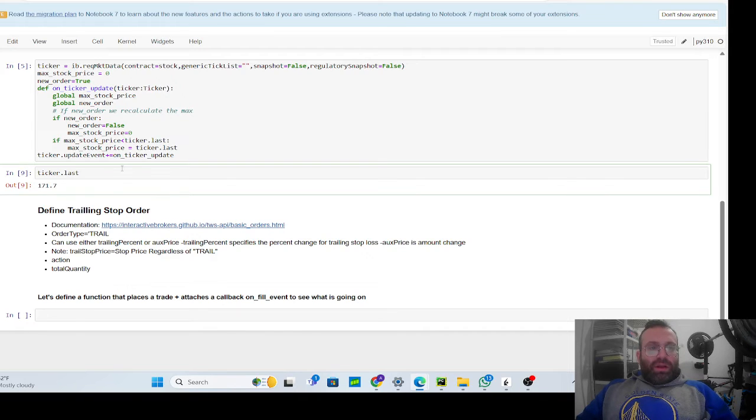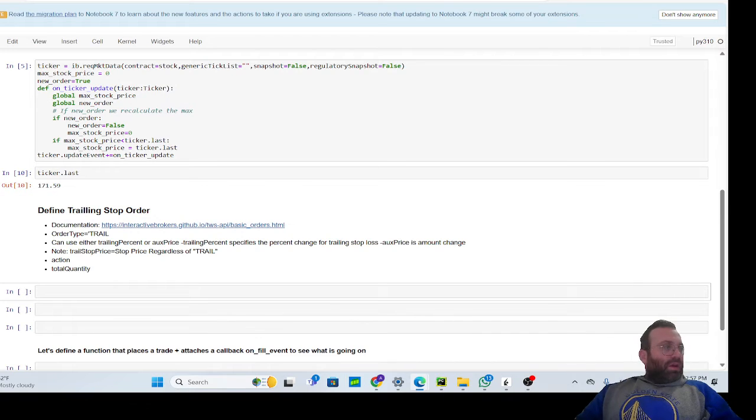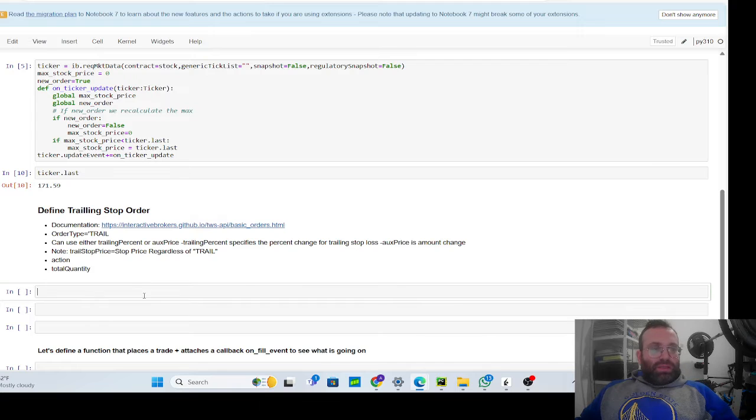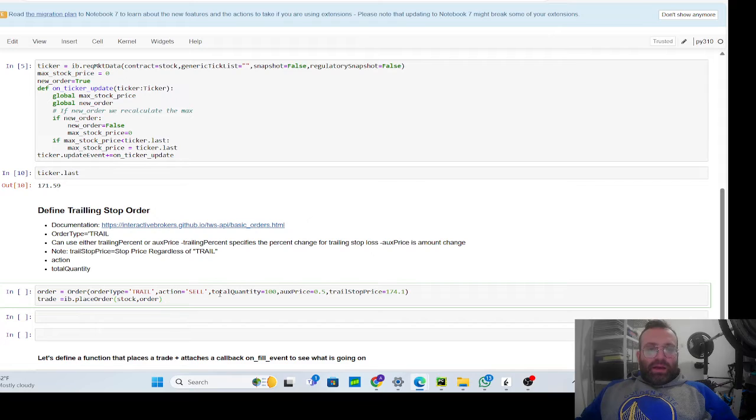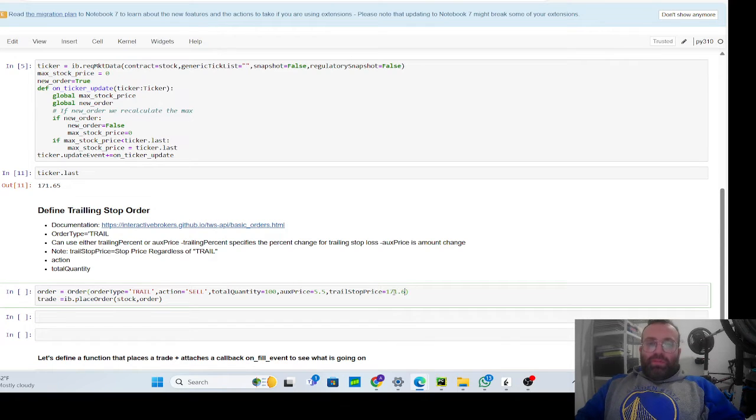So actually, maybe I'll just show you guys right now an example. So what is Tesla right now? Tesla's at 171.59, right? So if I were to do this order, I would do order equals order. Order type equals trail. Action is sell. It's going to be a sell stop. Aux price equals, let's just do 5.5. So this is far away. But I'll put a trail stop price at, let's just put it at 171.6. Just to show you guys, because this is the regular stop. As if, forget the trailing stop, this acts like a regular stop. I'll put it at 171.55.